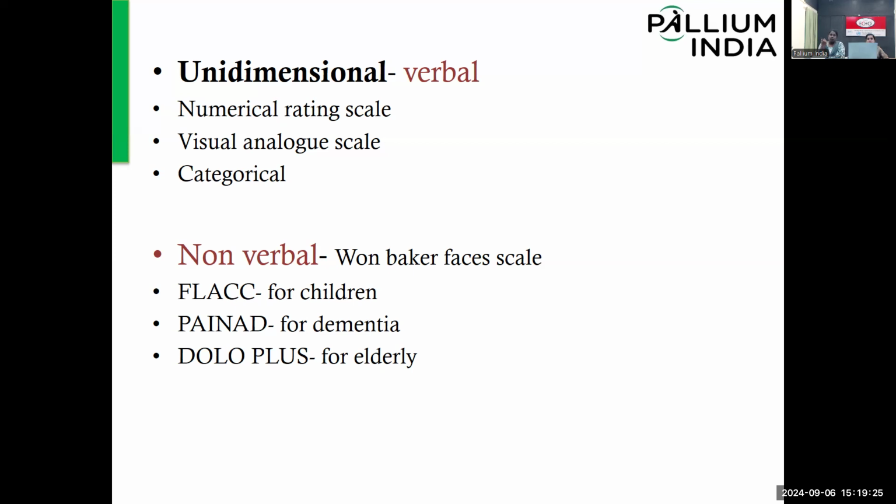There are also some non-verbal classifications. One is the Wong-Baker Faces scale; in the next slide, I will show the picture. Particularly for children, there is the FLACC scale. For dementia patients, we usually use the PAINAD scale, and for elderly patients, usually Doloplus. Here, we most commonly use the numerical rating scale and the Wong-Baker faces scale. From the examination point of view, these scales are very important, so you have to study this classification well.